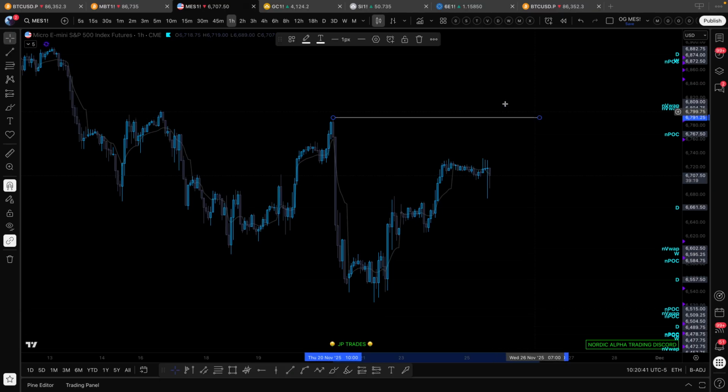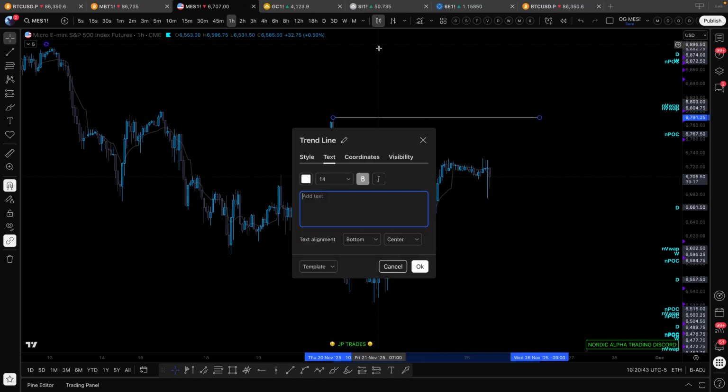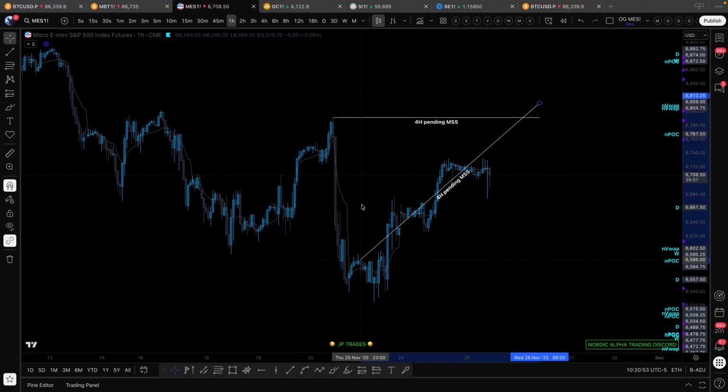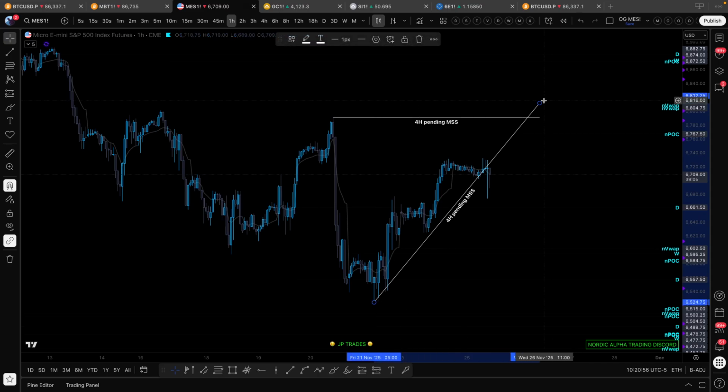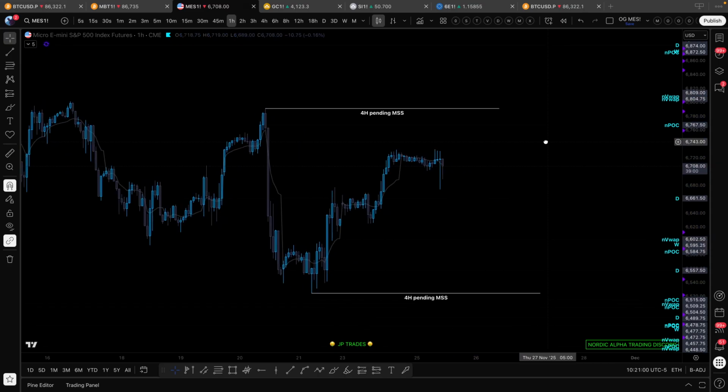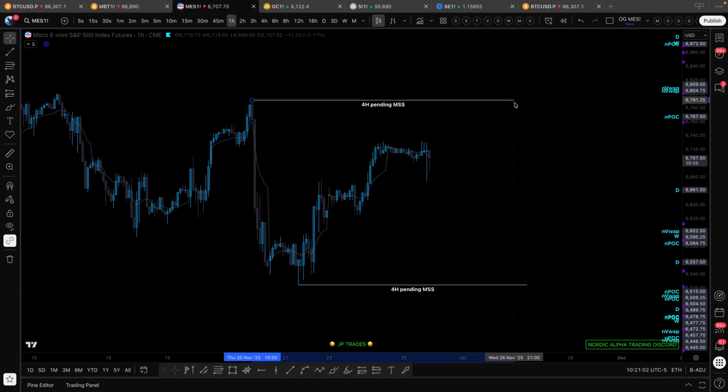Trap tons of longs in, because I believe people will be getting bullish. So this is our 4 hour pending market structure shift. And let's copy that because we also have the other one down here as well. So now you have your range or your market structure brackets, and we're trading inside this range. So this is where we're going to look for intraday setups.